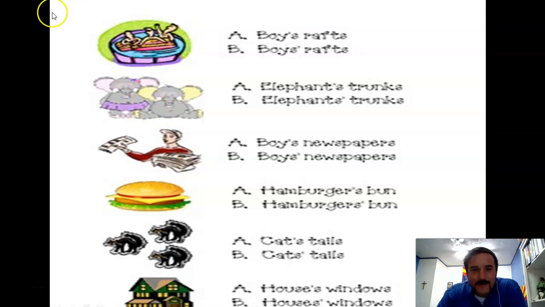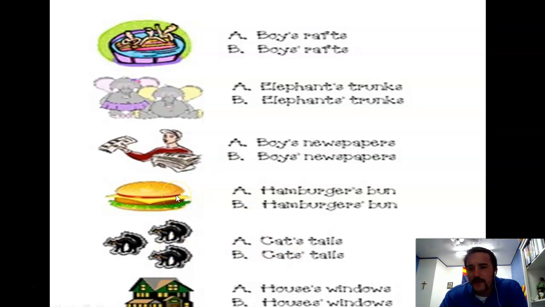All right, let's go to the third one here. There's a boy, there's only one, so singular. If you remember going back to Monday and Tuesday, if there's a singular noun, you always add apostrophe S. So here A would be correct. Why? There's only one boy. Always add apostrophe S for singular nouns.